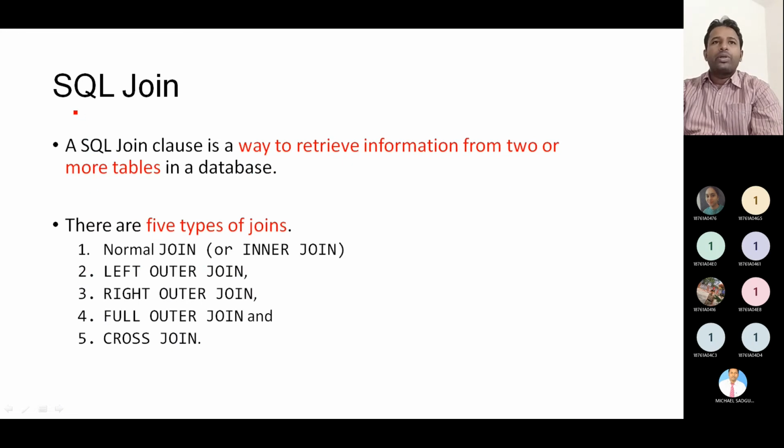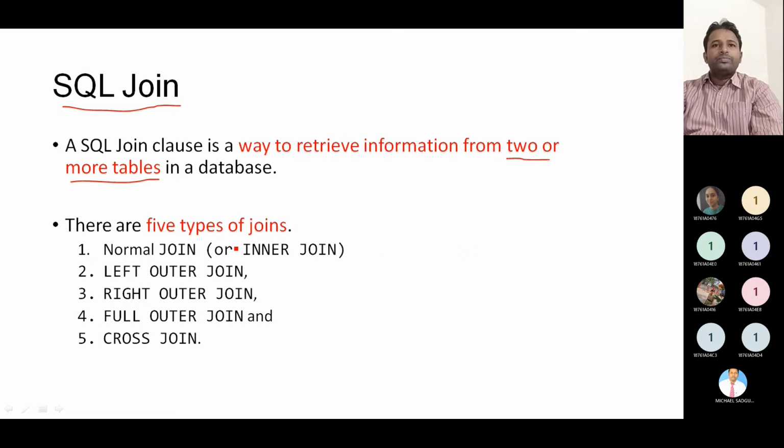Then the next operator is SQL join. What is it? This also combines two tables. The join clause is a way to retrieve information from two or more tables. But join is different from union.